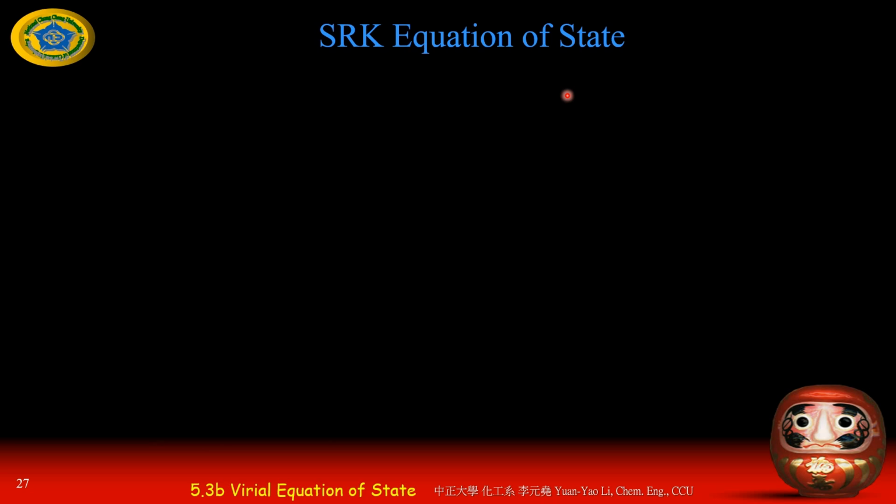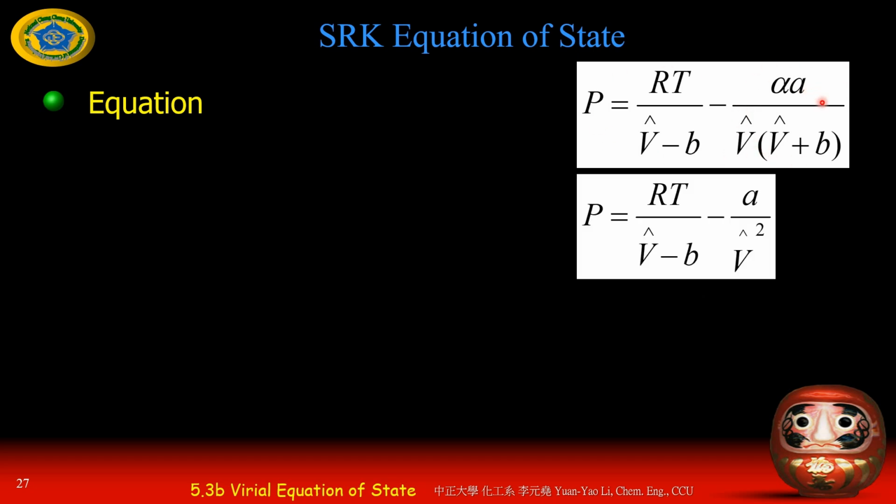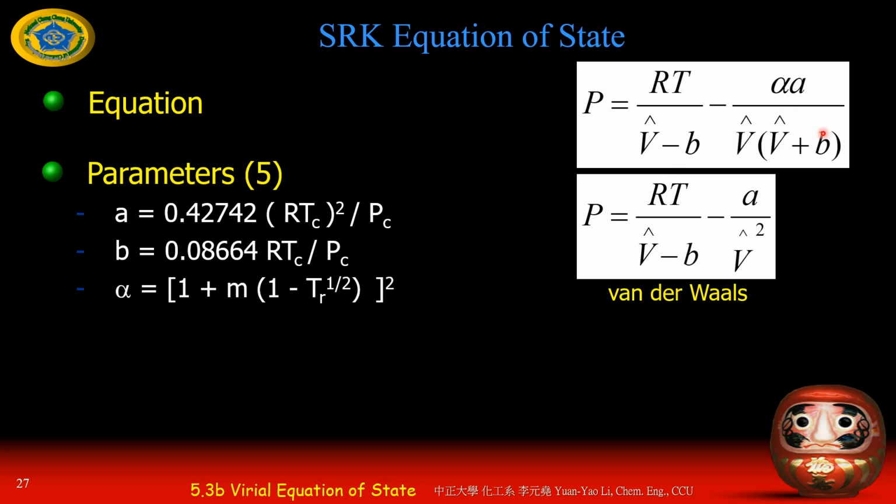How about the SRK equation of state? So this is SRK. As you can see, this is a slightly modified van der Waals equation of state. Again, please don't remember this. I also gave you this. As you can see, the first term is the same, but the second term was modified. So here we have another parameter called alpha. So the parameters are A, B, alpha.